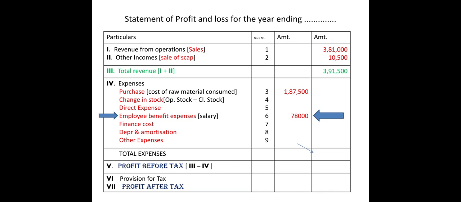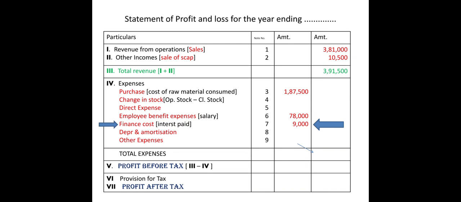Now number 4, if you return to the question, after salary it is interest paid. Now student, interest is a financial expense, isn't it? Whenever we take a loan, you know that we have to pay interest, or if we borrow an overdraft, then also we have to pay interest. So interest is a financial expense, so interest paid will come under the heading of finance cost. So you can just write finance cost. The amount is 9,000. That is done. Interest paid is over.